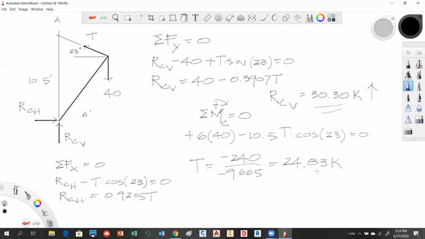So there's one answer. There's the second answer. Taking your 24.83 and floating it back into here, it gives you RCH, and you can see the RCH then is going to be 22.86 kips. It's also positive, so your initial assumption was correct. And there's your answers for the three that you have.